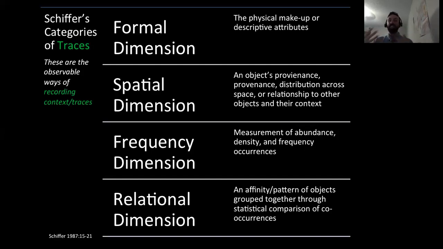Then there's the relational element. This is the affinity and pattern of certain objects that are grouped together. And this is a harder one. It's a lot less sexy to recognize or to talk about, and harder to recognize in the field. It requires usually more data aggregated to substantiate and to statistically compare and test for these co-occurrences.